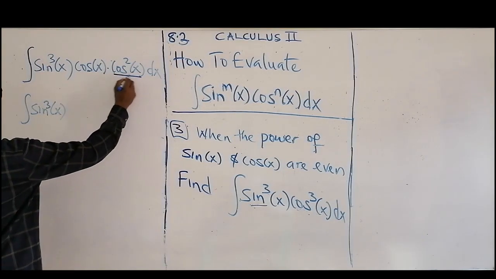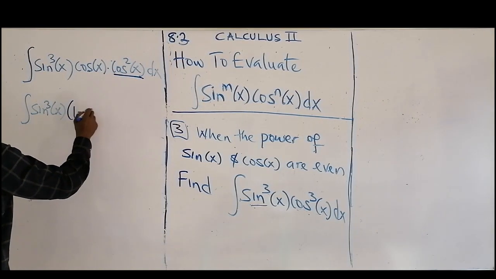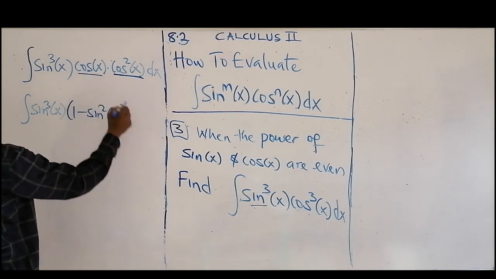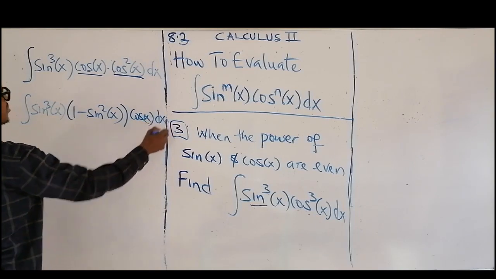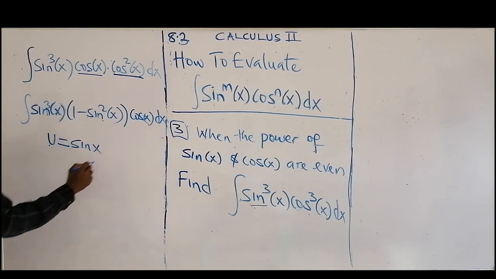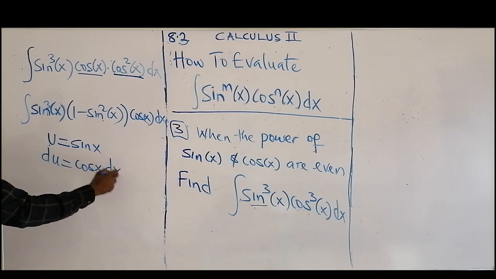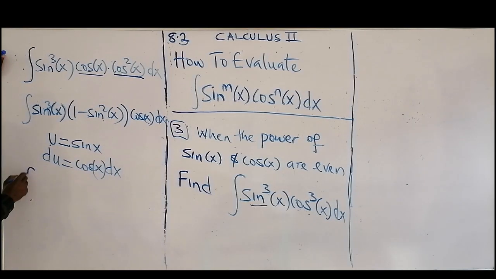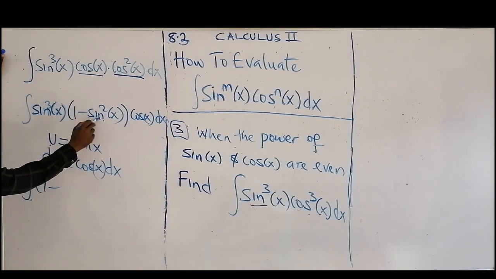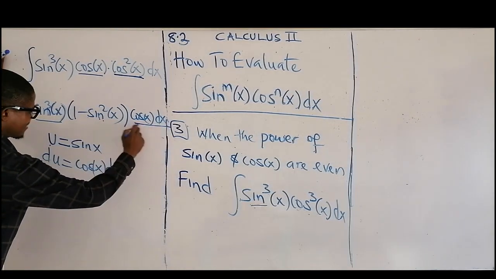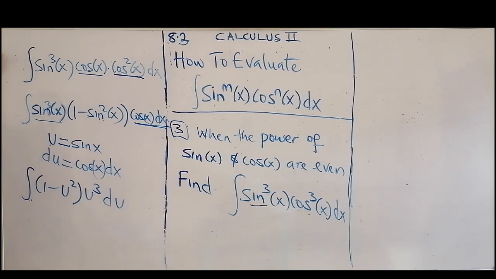Use identity for this one. cos²x is 1 minus sin²x, then times this one, that's cos²x dx. Let u be equal to sin x, so du is equal to cos x dx. Then we're going to have 1 minus sin²x is 1 minus u², and this will be u to the power 3, and then cos x dx is the du. Open your brackets and do the integration.